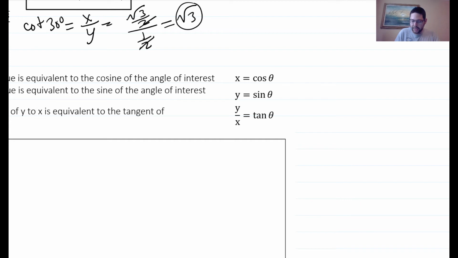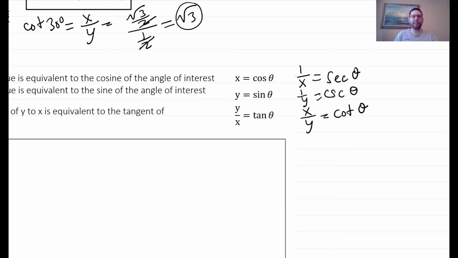So we know that 1 over x is secant. We know that 1 over y, you basically just have to flip y, is the cosecant of theta. And x over y, if you flip y over x, is going to be the cotangent of theta. So those are our 6 trig functions.